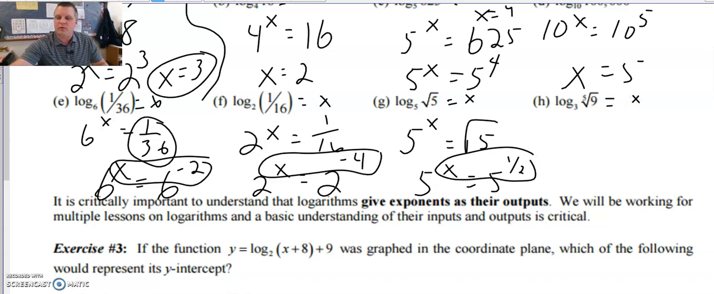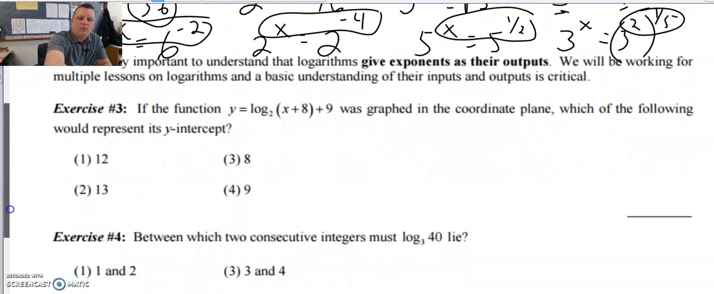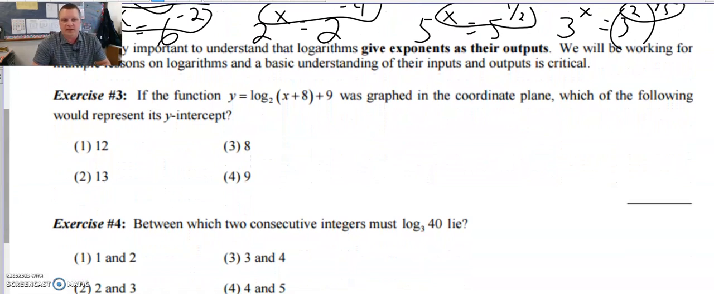Log base 3 of the fifth root of 9. So we have 3 to the x equals, let me do this all at once, 9 to the 1/5. Okay, applying what we just did in the previous one, we have to have the same base. So we have 3 to the x equals 3 squared, which is 9, to the 1/5 power. So then x equals 2/5, because power to a power, you multiply. x equals 2/5. Okay?